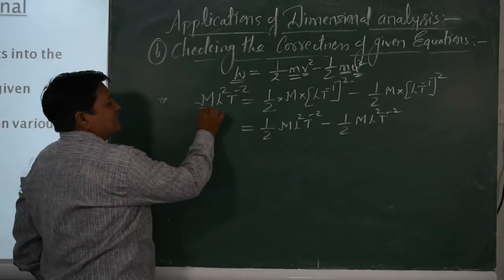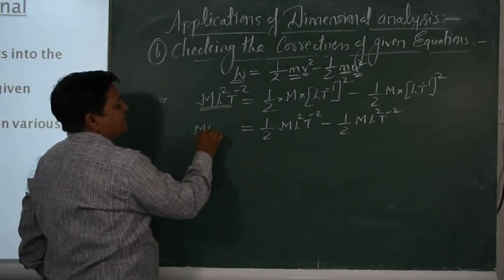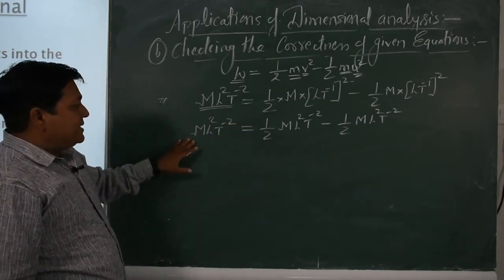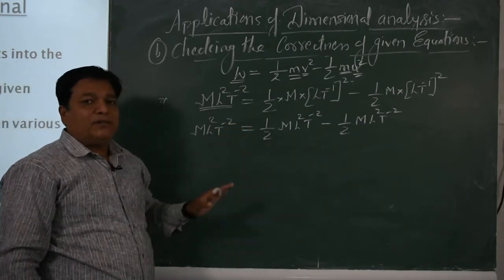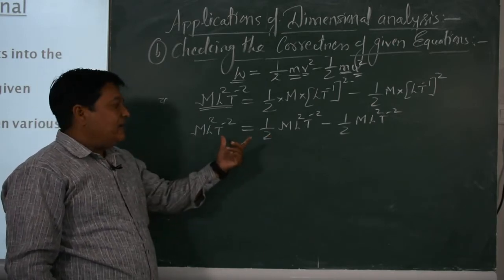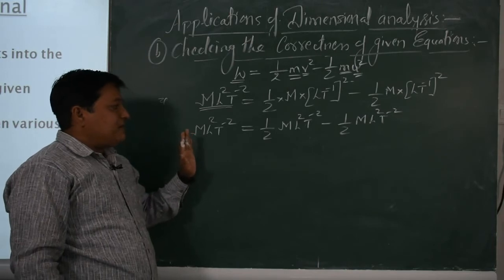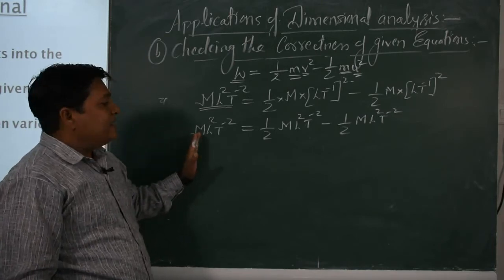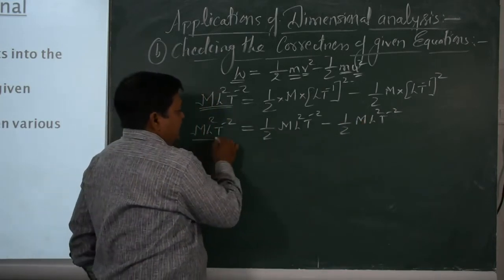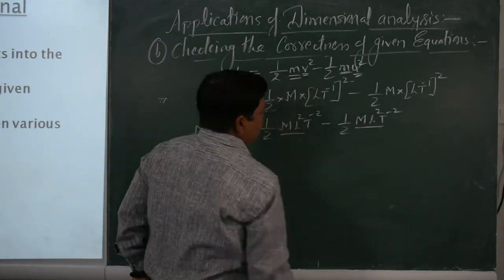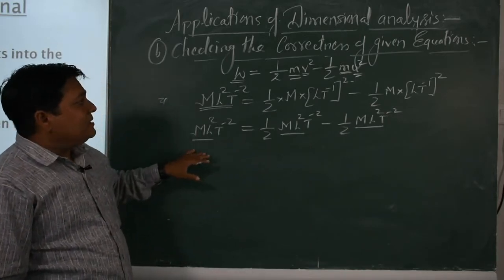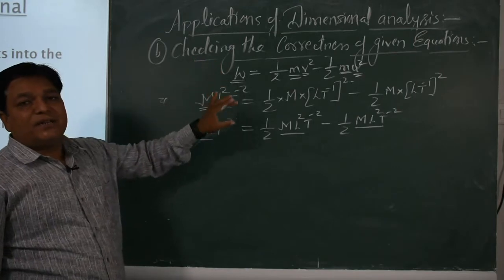So here also on the LHS we are getting the dimension ML square T to the power minus 2. It means that according to the principle of homogeneity, in a physical relation the dimensions of the LHS and the dimensions of the RHS are equal. Okay, you can see that when we compare this, the dimensions are equal. So dimensionally both sides are equal. So it means that the given relation or given equation is correct.